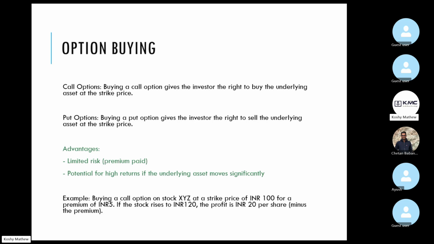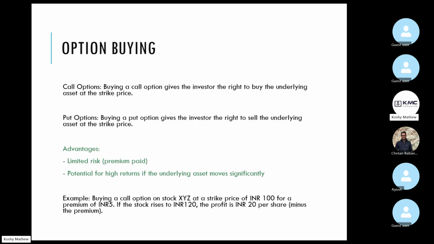What are the advantages of buying options? Limited risk. Whatever premium you paid, that is it. For example, you have taken insurance for a car. If in that 1 year you have not claimed anything and not met with an accident, the premium you pay, 10,000 or 15,000, is the only loss you'll have. So limited risk: whatever premium paid, that's the risk.